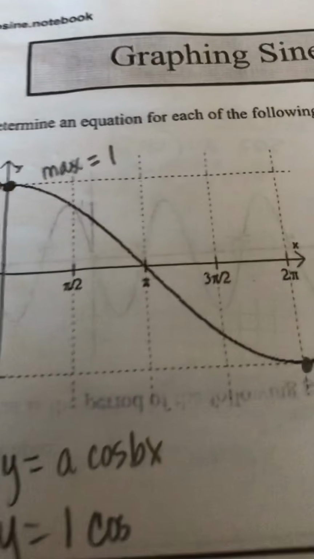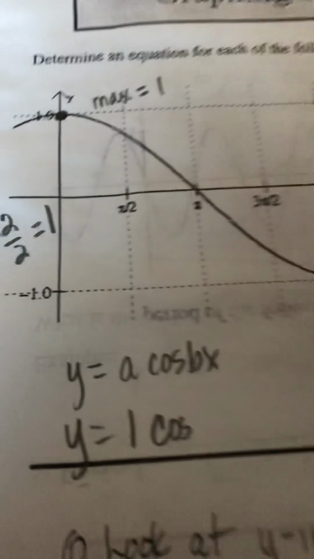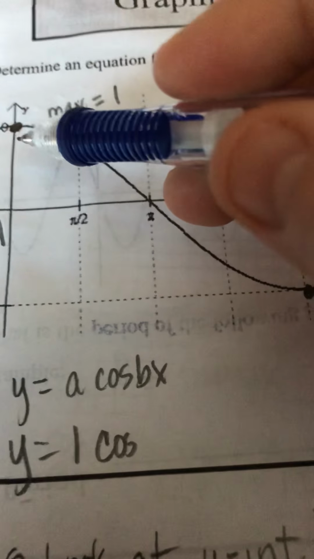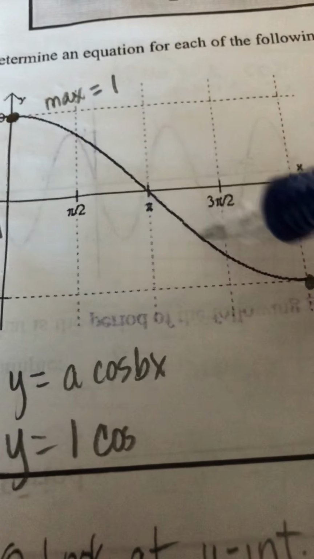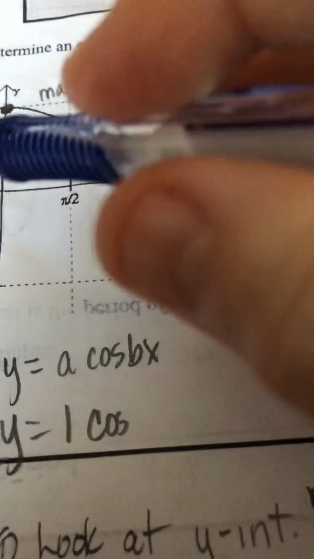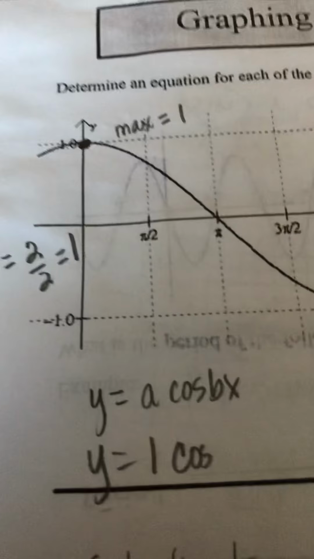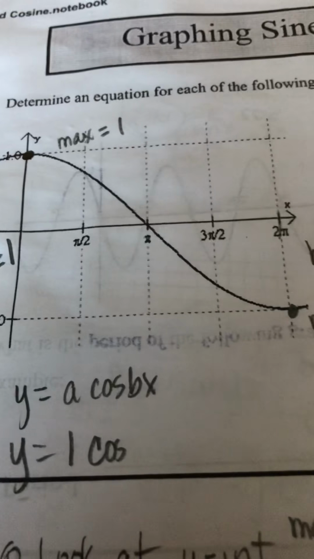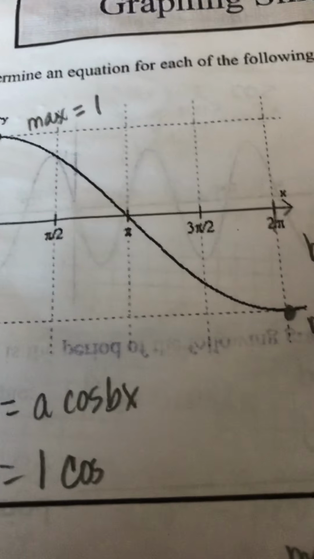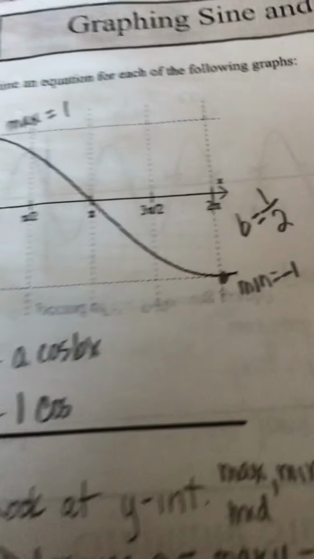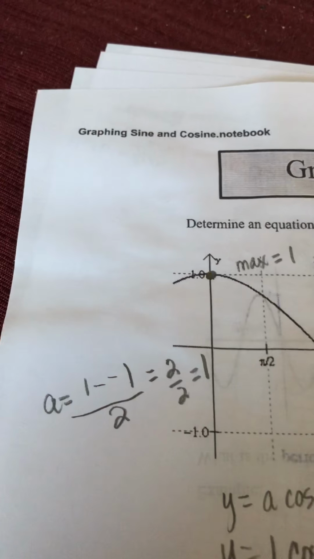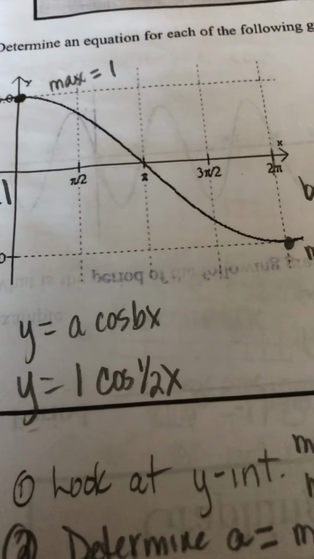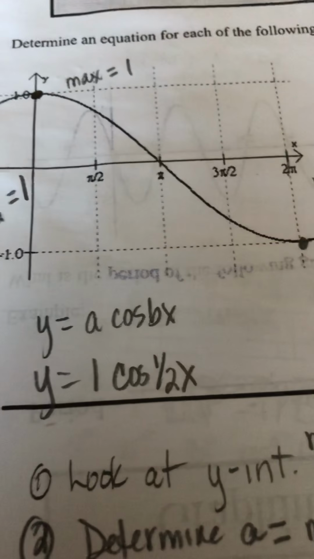So if we look at this first one, here's our cosine graph. We look from 0 to 2 pi. So we're just looking at this graph. Is this from 0 to 2 pi a full U? No. What part of the U is it? It's a half. Okay, so how many curves are we seeing in 2 pi? We're seeing a half a curve, so that means b is a half. So our equation for this one is y equals 1 cosine 1/2 x.